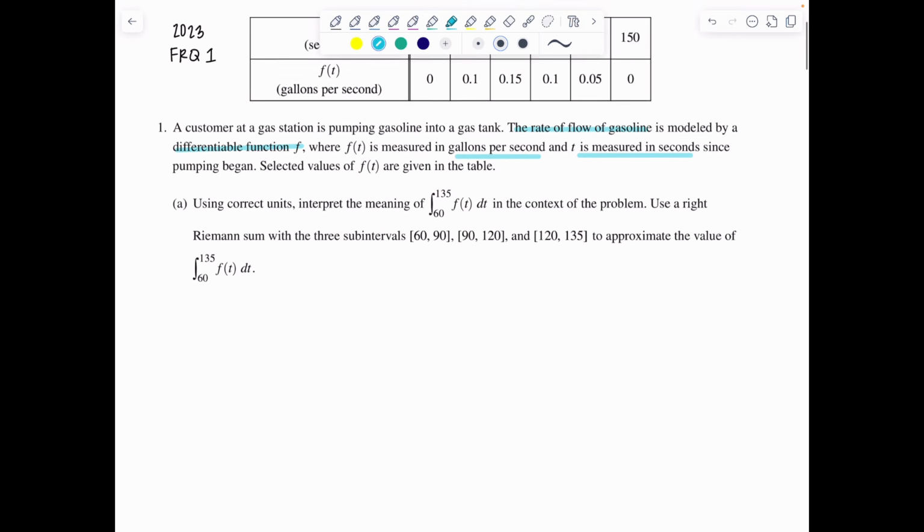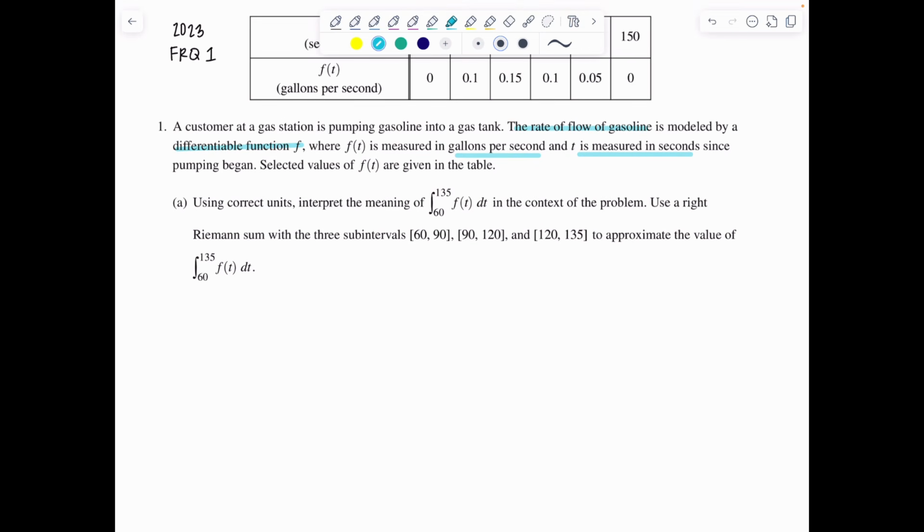All right, using correct units, interpret the meaning of the definite integral from 60 to 135 of f of t dt in the context of the problem. And then the second part says, use a right Riemann sum with three subintervals from 60 to 90, 90 to 120, and 120 to 135 to approximate the value of that definite integral from 60 to 135 of f of t dt. Okay, so first let's focus on interpreting the meaning of this definite integral in the context of the problem.